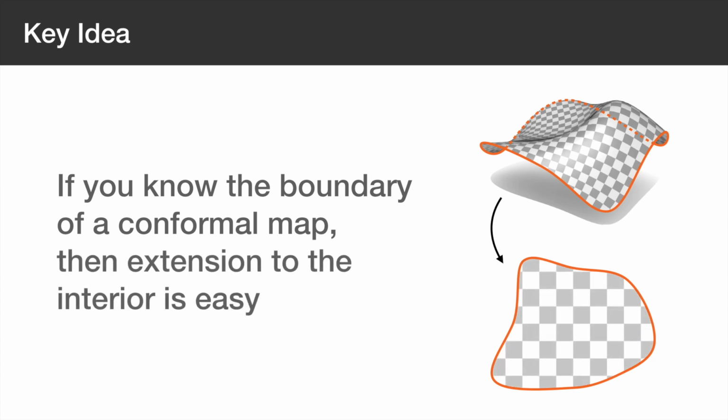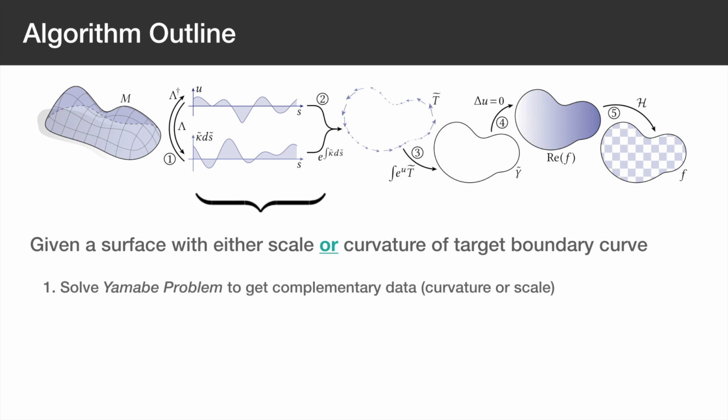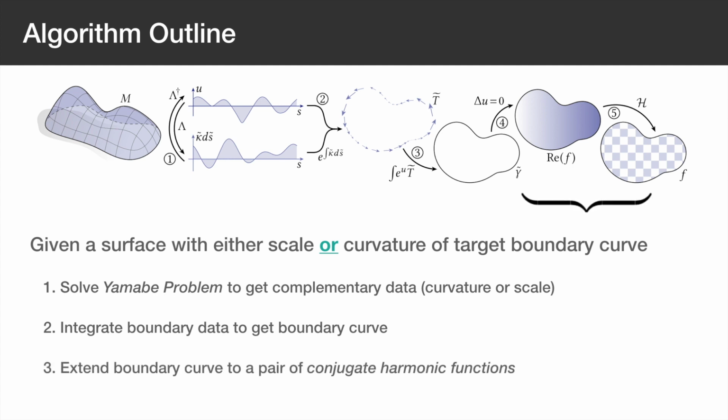The details take a little time to work through, so let me start with a high level sketch of the algorithm. First, we ask the user to specify either the boundary scaling or curvature of our target map. Then, we solve something called the Yamabe problem to get the complementary curvature or scaling along the boundary. We now integrate this information to get our boundary curve, and finally extend the solution to the interior via a pair of conjugate harmonic functions. Let's first discuss the Yamabe problem to compute complementary boundary data.